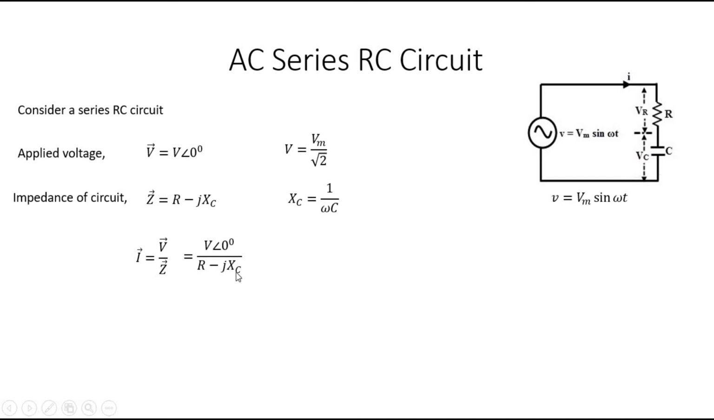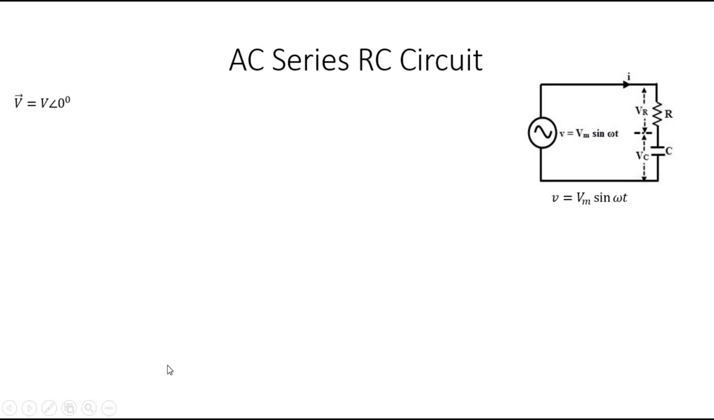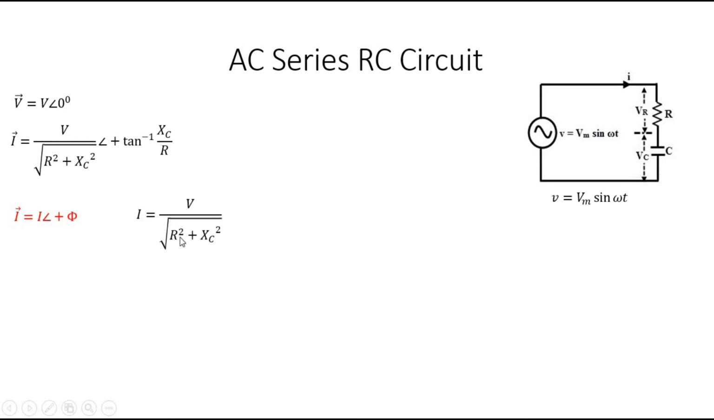The magnitude is the root of R square plus Xc square and the angle is minus tan inverse Xc by R. So the magnitude is V by root of R square plus Xc square, and the angle is 0 minus tan inverse Xc by R, so it becomes plus tan inverse Xc by R. The current vector is V divided by root of R square plus Xc square, angle plus tan inverse Xc by R. So this is of the form I angle plus phi, where I is the magnitude of the current and phi is tan inverse Xc by R. So phi is positive.